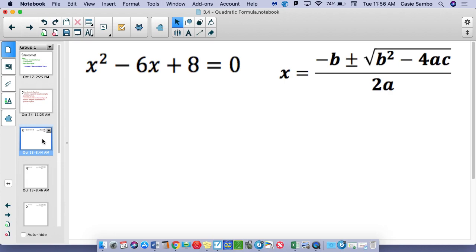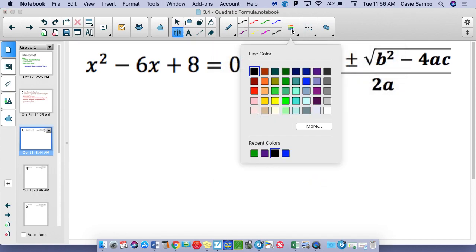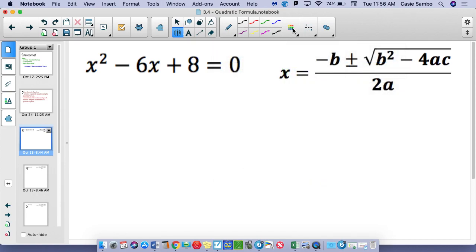The first thing that we're going to have to do when we use the quadratic formula is start by identifying what a, b, and c are. We did this when we talked about standard form in chapter 2. Our a is just the number in front of our x squared. Since there's no number there, a equals 1. b is the number in front of our x term, so negative 6, and c equals positive 8. Then we just have to plug it into that formula.